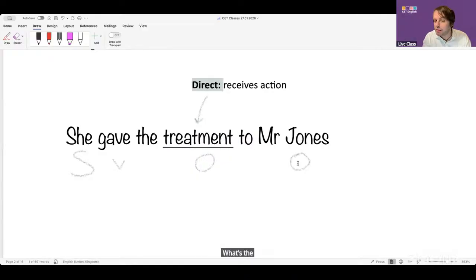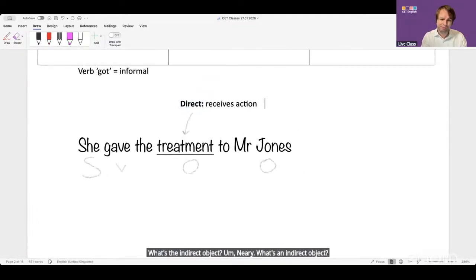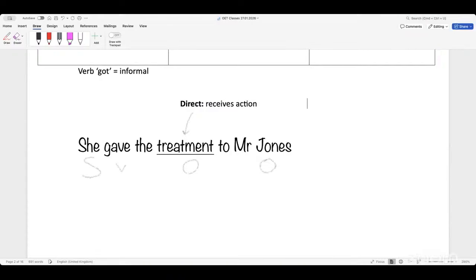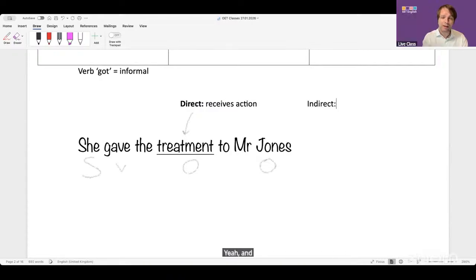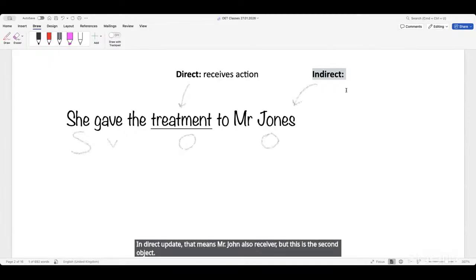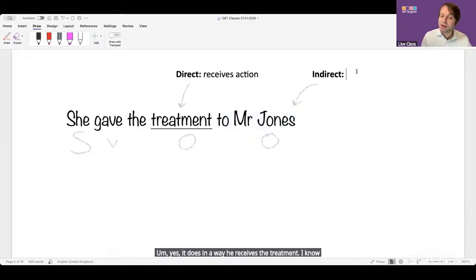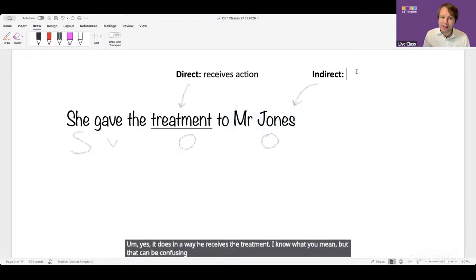What's the indirect object? Neri, what's an indirect object? Mr. John. Yeah, and what is it? Like, how do we explain what this is? Indirect object, that means Mr. John also receiver, but this is the second object, second receiver. Yes, it does. In a way, he receives the treatment. I know what you mean, but that can be confusing. So we need to have a different way of thinking about it.